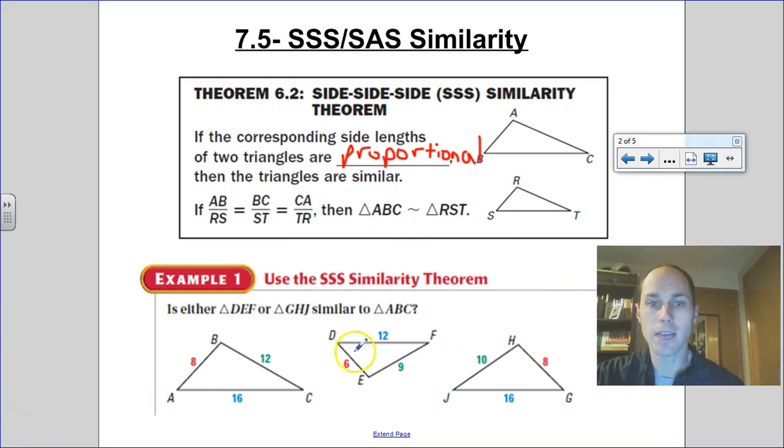So let's take a look at example 1 here. Tell if triangle DEF or triangle GHJ is similar to triangle ABC. So see if you can match up the corresponding sides and see if those triangles are similar. Restart the video when you're ready to check.